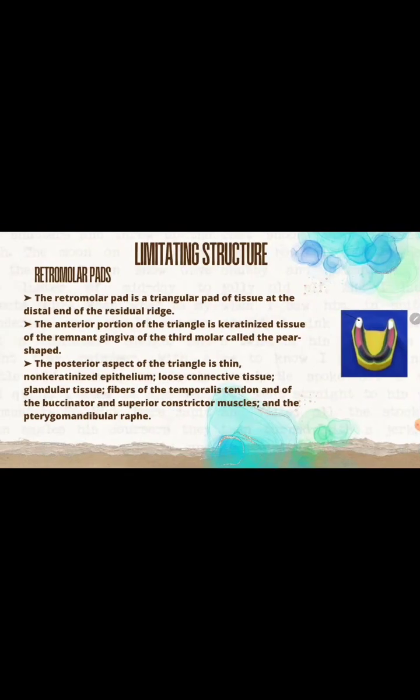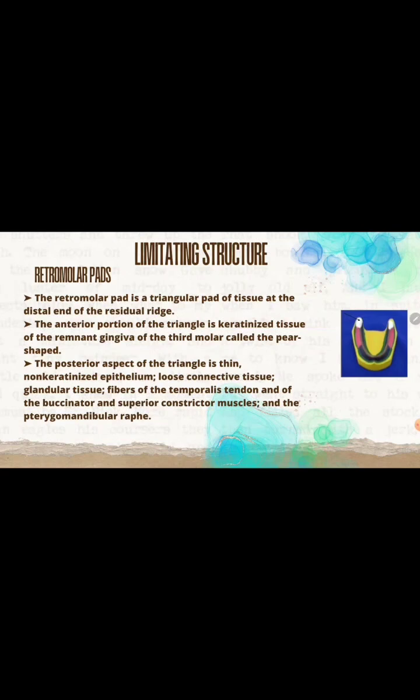Retromolar pad is a triangular pad of tissue at the distal end of the residual ridge. There is an anterior portion and a posterior portion. The anterior portion of the triangle is keratinized, in the form of gingiva. The posterior portion of the triangle is non-keratinized. The third molar is pear shaped.